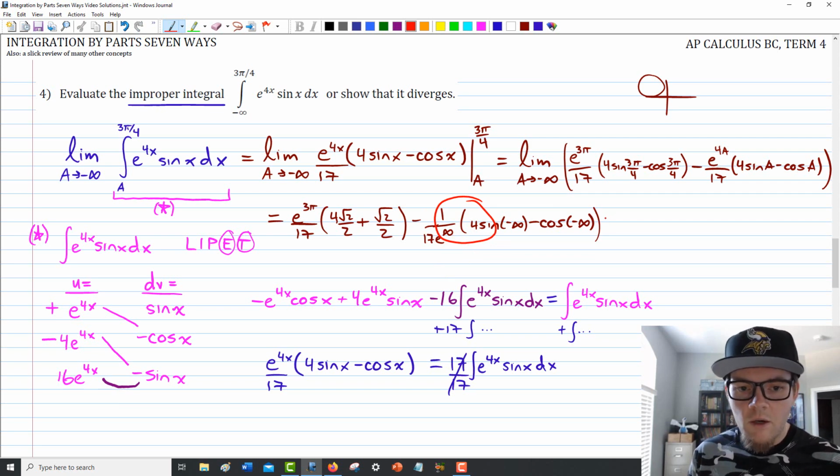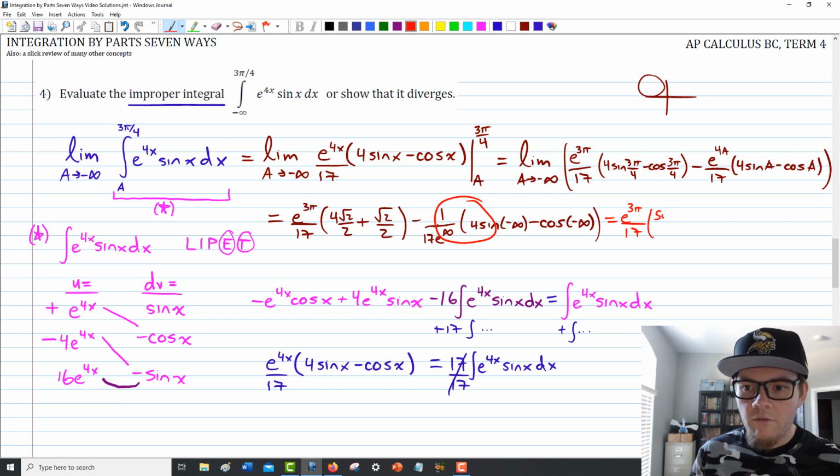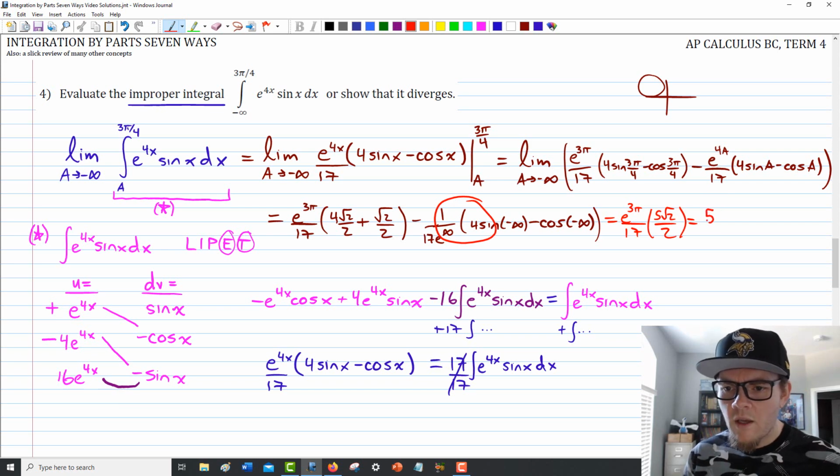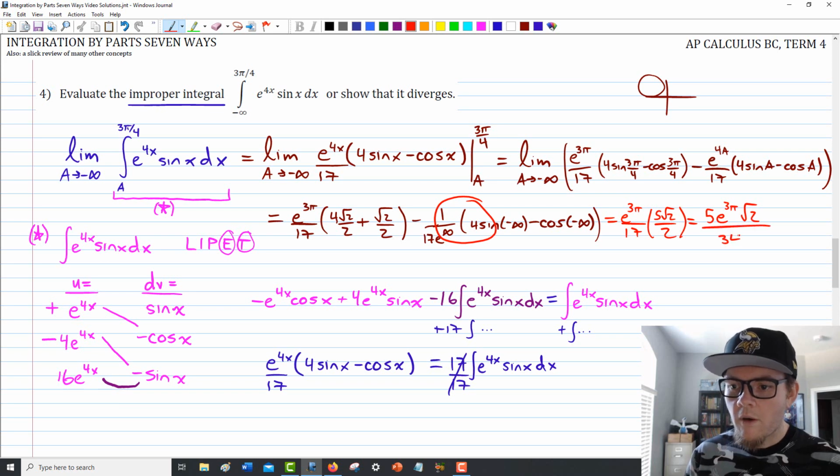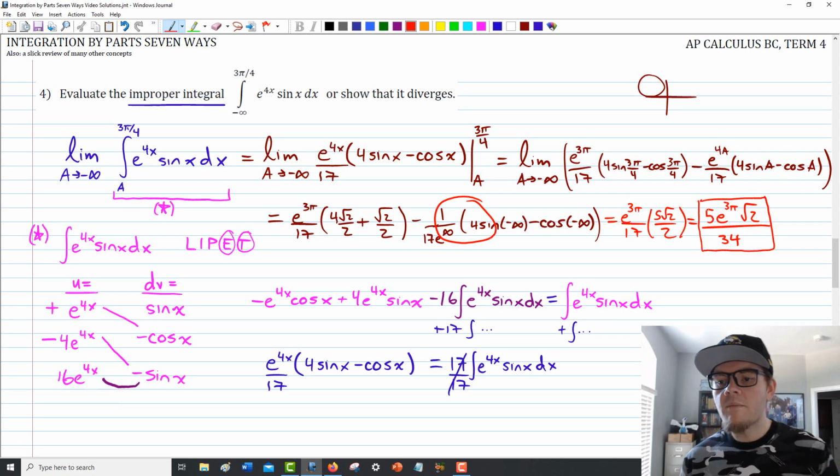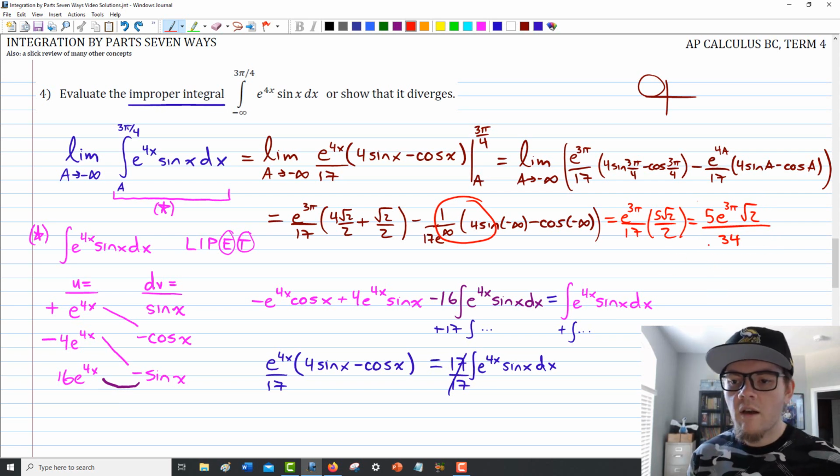That means the answer to our question is going to be e to the 3 pi over 17 times 5 root 2 over 2, which cleans up into 5 e to the 3 pi root 2 over 34. So there is my numeric answer. If I wanted to be most clear, I would say that it converges to that value.